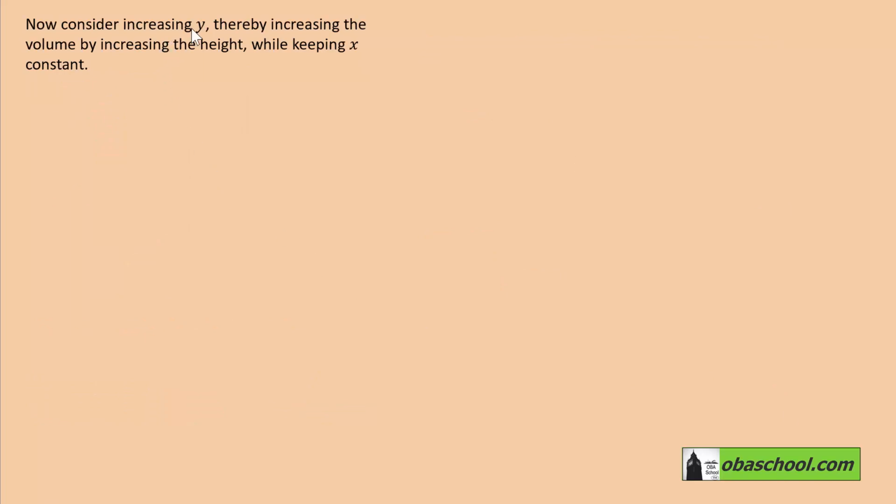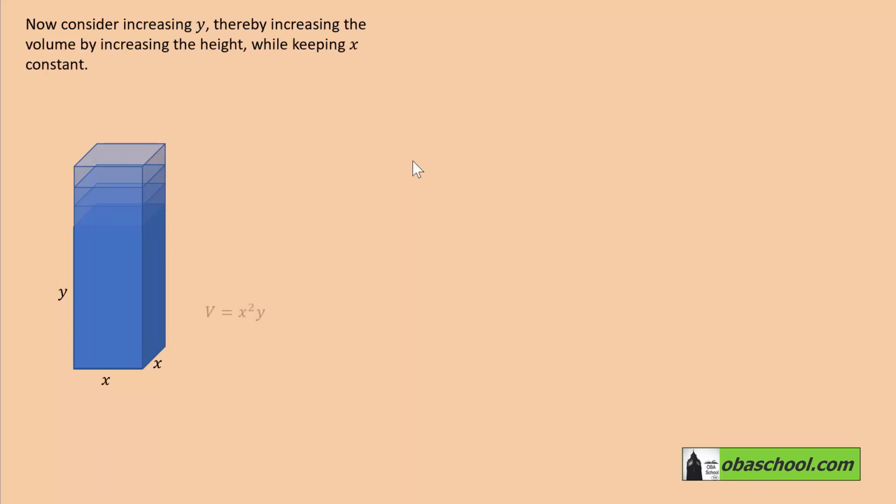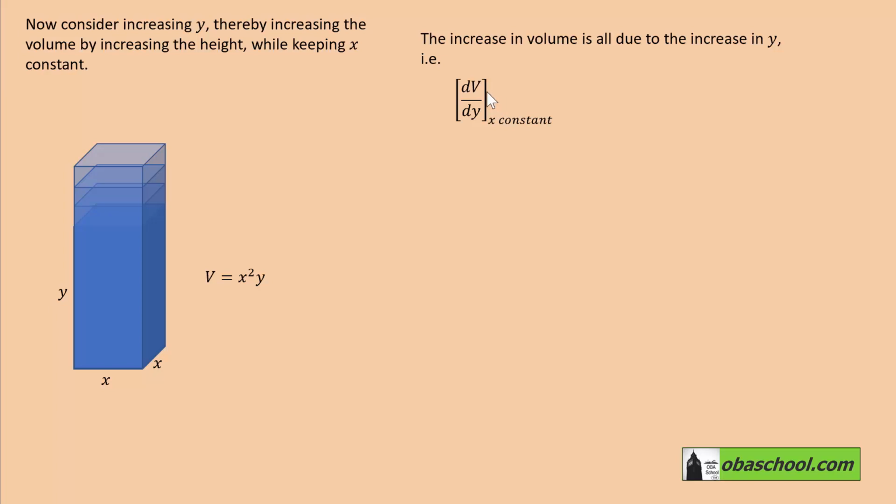Now consider increasing y, thereby increasing the volume by increasing the height while keeping x constant. So that would look like this. The increase in volume is all due to the increase in y, i.e., we're doing dv dy and keeping x constant. We denote this by dv dy with the curly d.